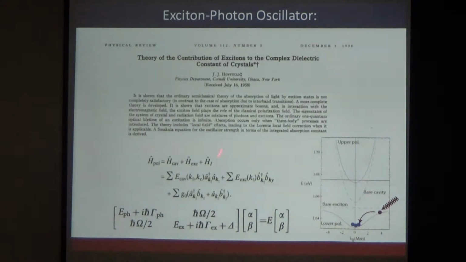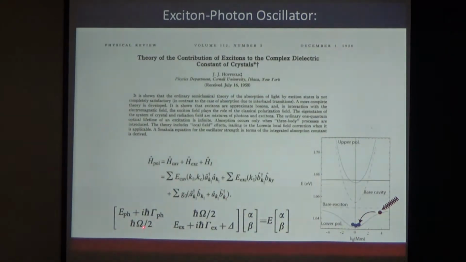So this framework to look at this problem was developed in 1958, and this model of light-matter coupling, where you basically model the exciton and photon Hamiltonian in this way, was first proposed by Hopfield, so this model is well known as the Hopfield model.